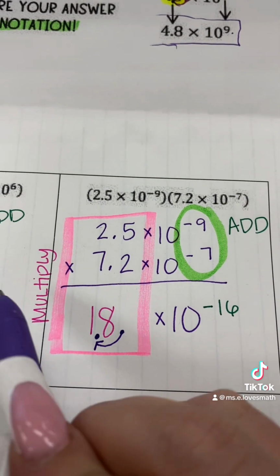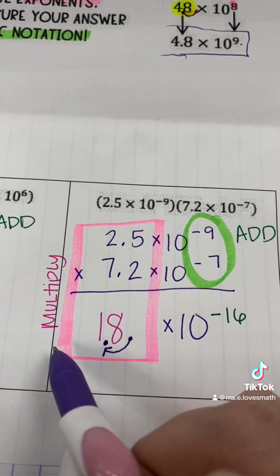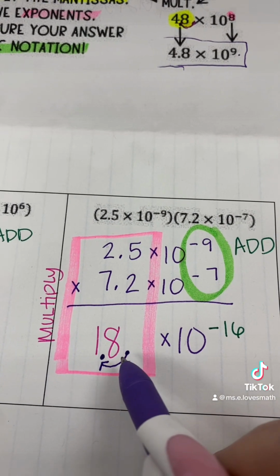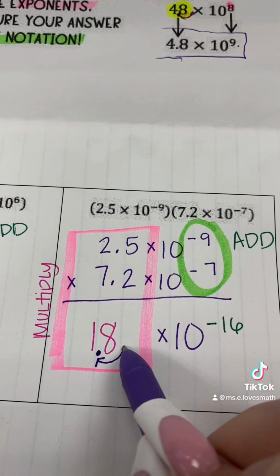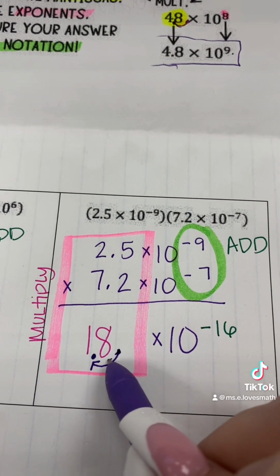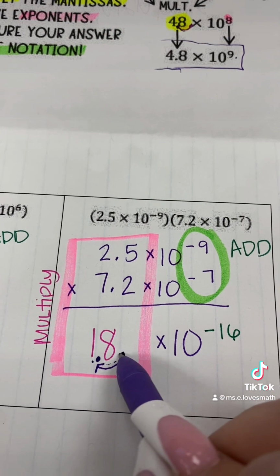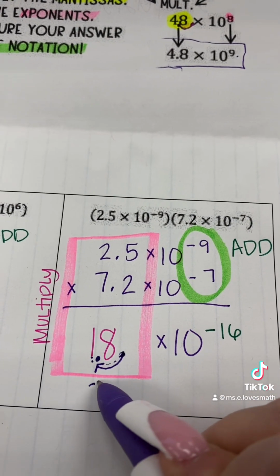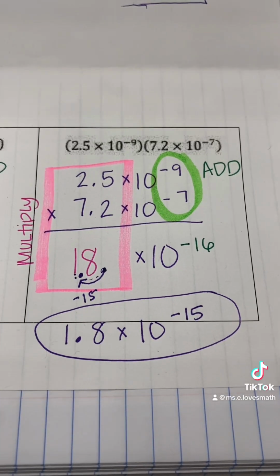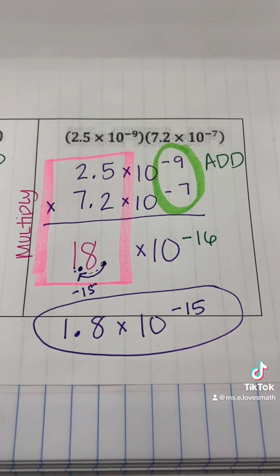So to put it in scientific notation, we would have been moving our decimal point to the right. And we would have gone too far since we went here. So if we're going this way, we have negative 16, we have to back it up 1. Negative 16 backed up 1 should be negative 15. So our final answer is 1.8 times 10 to the negative 15.